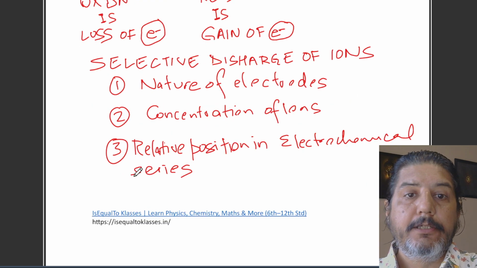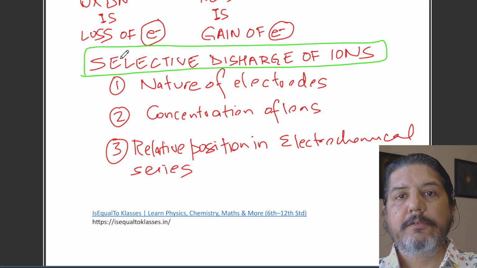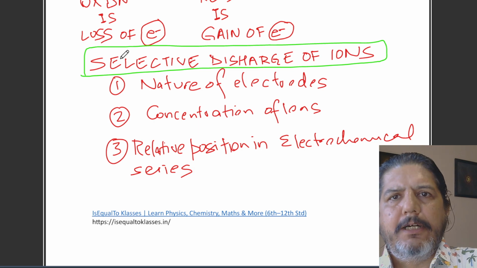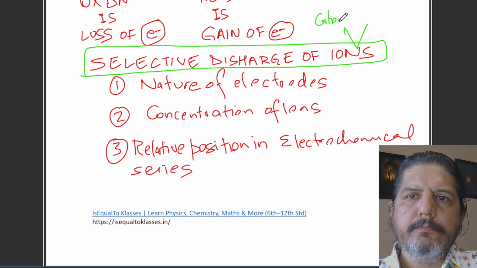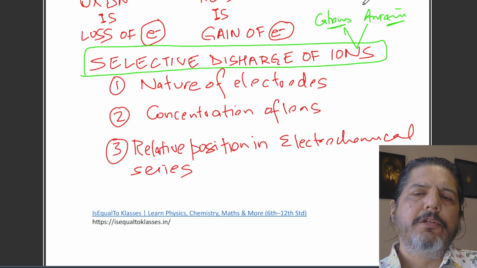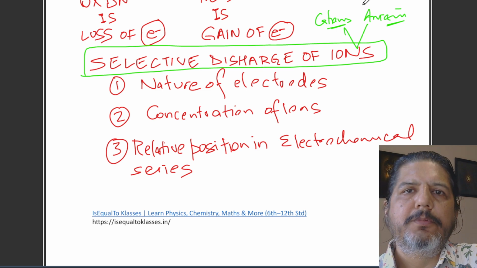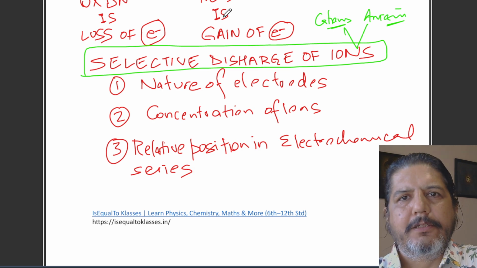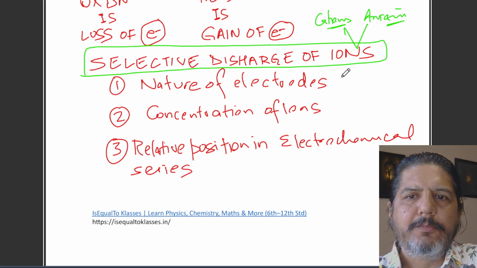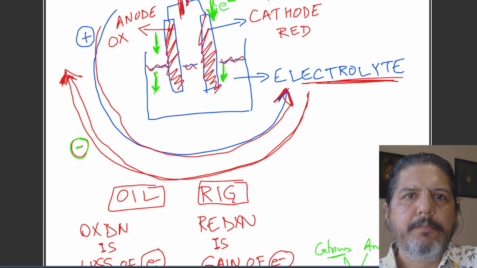The third and final thing that you need to understand is that in electrolysis, there is a selective discharge of ions. What does selective discharge of ions mean? You'll have cations and anions, and if you have done electrolysis, you'll understand that there has to be a discharge of the cations and the anions. So there's a selective discharge of ions. The selective discharge of ions depends upon the nature of electrodes.